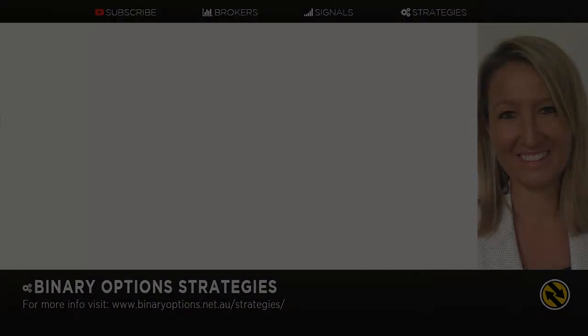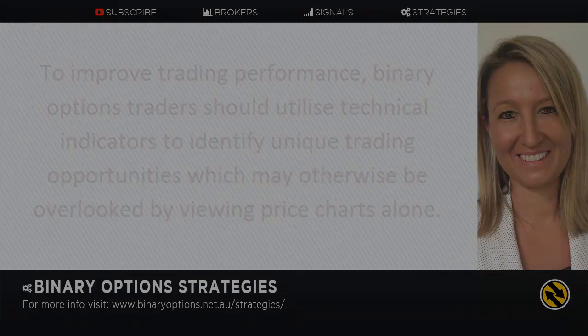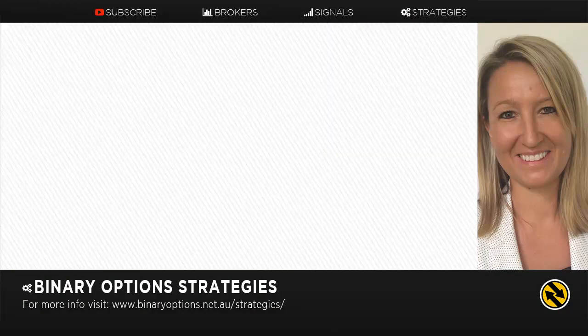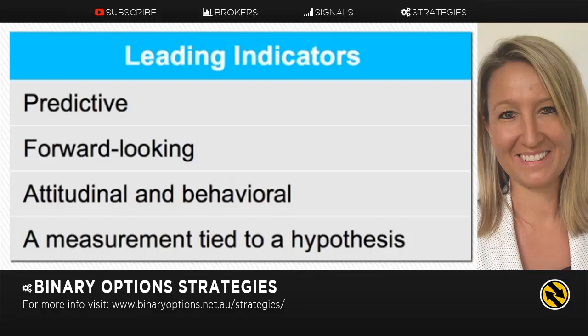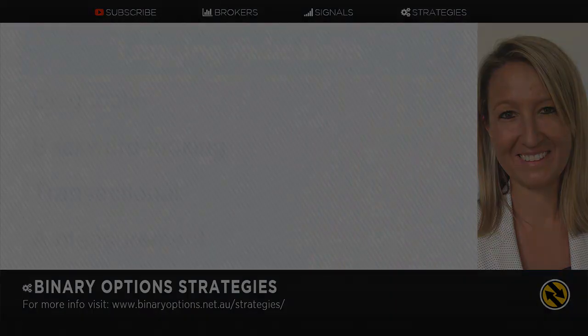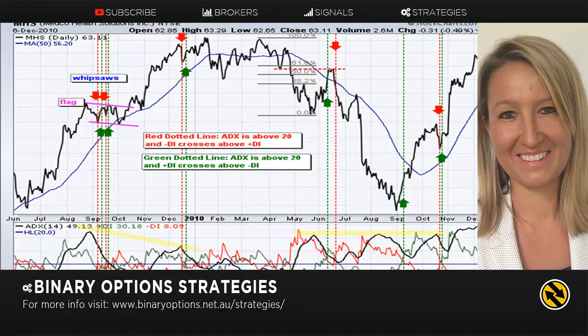To improve trading performance, binary options traders should utilize technical indicators to identify unique trading opportunities which may otherwise be overlooked by viewing price charts alone. Classified as either leading or lagging in nature, a leading indicator precedes price movements, giving a predictive quality, and is considered most useful in a sideways or non-trending market. A lagging indicator is a confirmation tool because it follows price movement and should be used during periods whereby price is trending. Price and indicator crossovers, as well as divergences, are used to signal buying and selling opportunities.